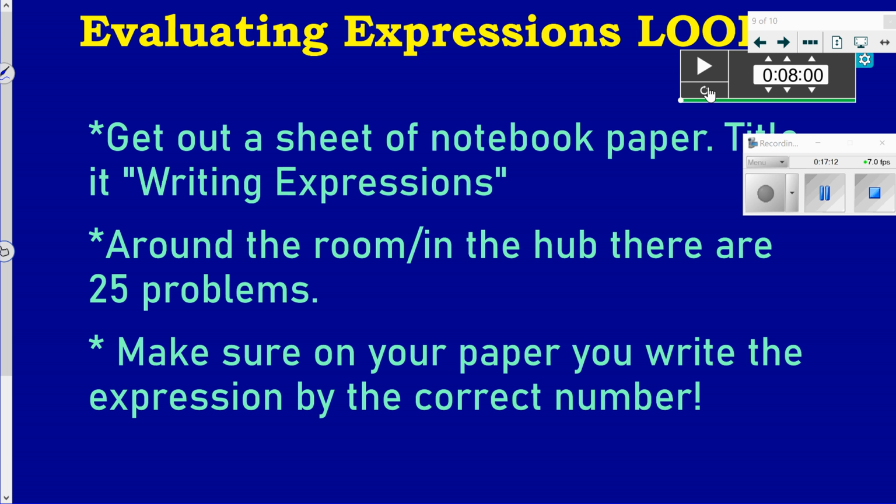9 minutes. All you're doing is writing the answer. You don't have to copy the question down. Just write down the answer. Make sure you put the correct answer with the number. You don't have to do them in order, but you do have to have the number, the problem in the right spot. Go. You have 9 minutes.